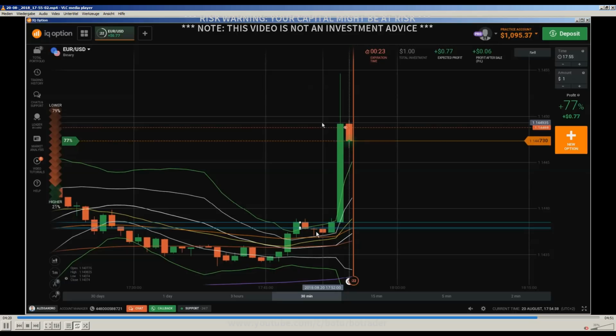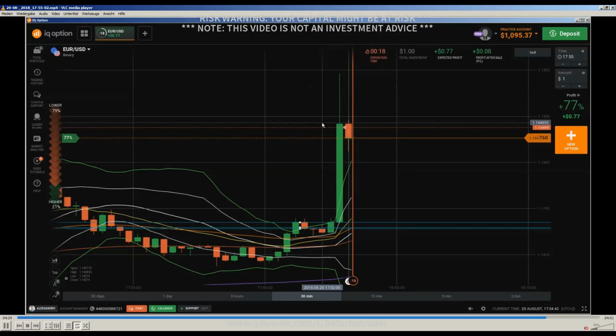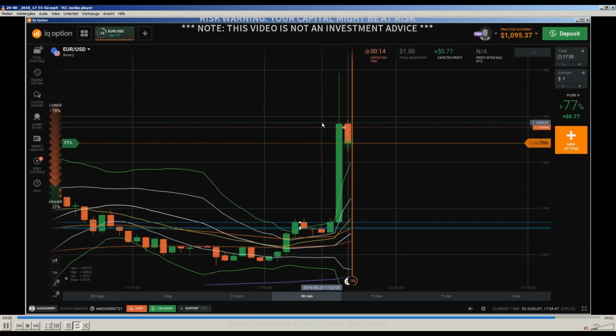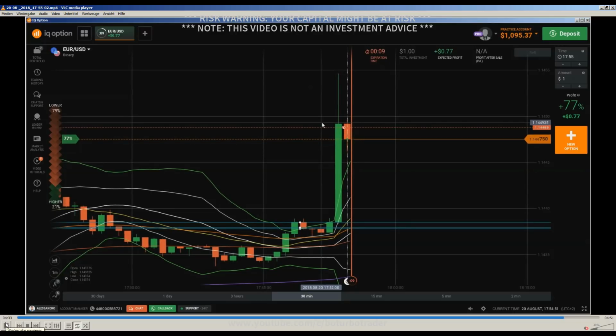If this candle had broken the support level of the previous candle, I would not have done a call. I would have done a put, because then I would have expected that price would continue to go down. And then a news event happened here.